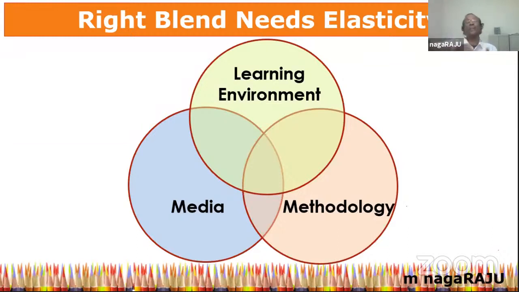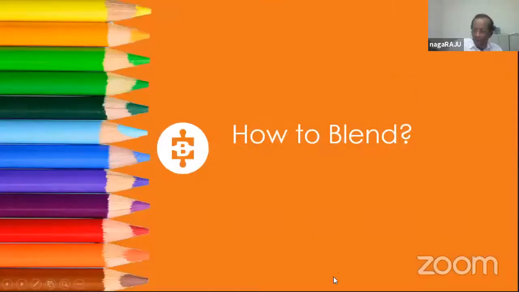So there must be a lot of elasticity. So how much of what? How much of classroom? Are my students prepared for this format of learning? Based on that, I decide. Am I prepared for this format? Based on that, I decide. Is this technology available to me? Is this technology available to my students? Etcetera, etcetera. On all these factors, we decide on why to blend.